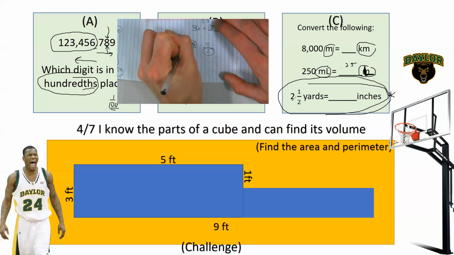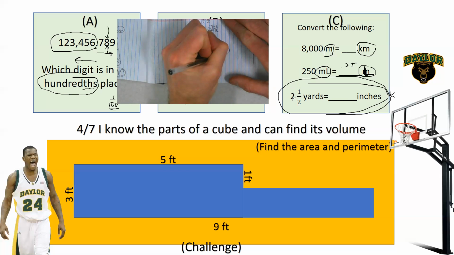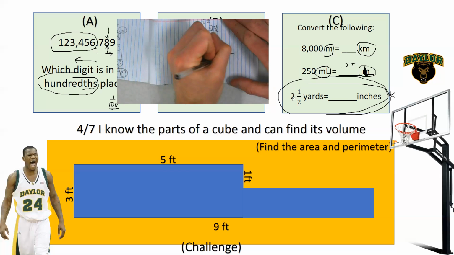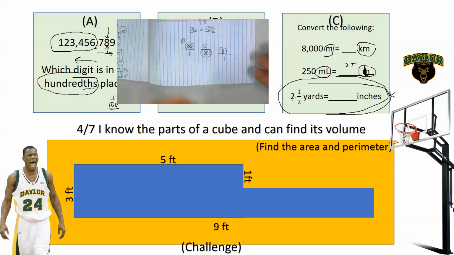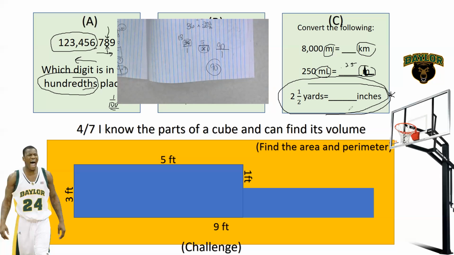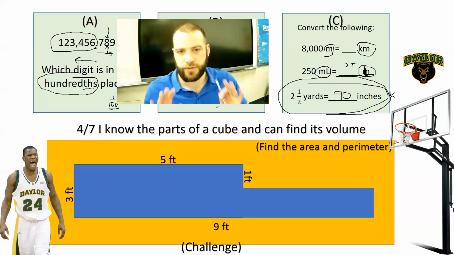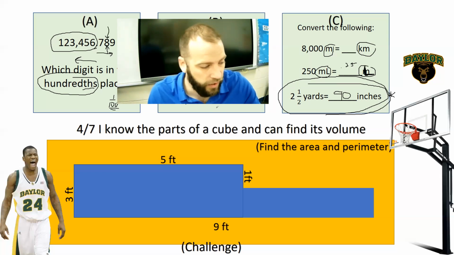This would turn into 18. This would turn into 1. So now I have 18 times 5, which is 90. 1 times 1 is 1. So the answer is 90 over 1, which is 90. So how many inches are in 2.5 yards? 90. 90 inches. If that did not help you out too much and you're still confused, it's okay. We'll talk about it again tomorrow and then the next day.